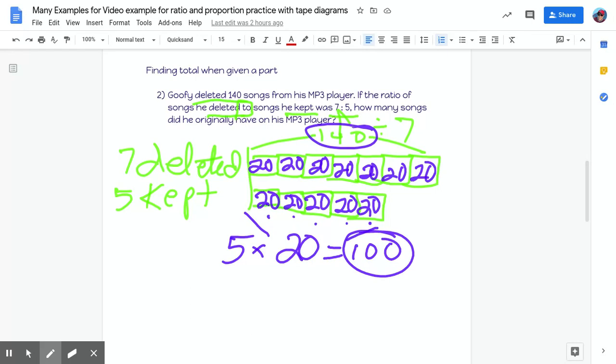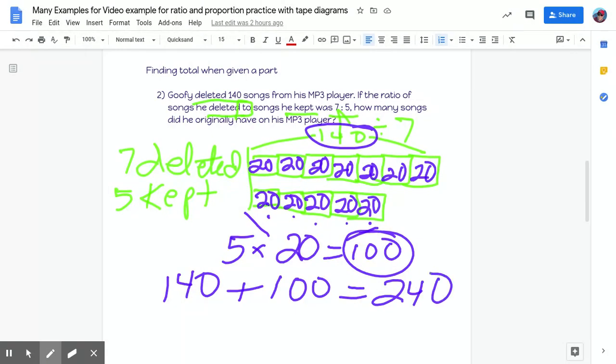So you have to realize, okay, well, he started with a total and he took away some. So let's find out. He had 140 that he took away and he kept 100. So that means he started with 240 to start with. So I added those numbers. Another way of doing it is we have 7 boxes, 5 boxes. I could do 12 times 20, our factor of change. I think this is the easiest way.